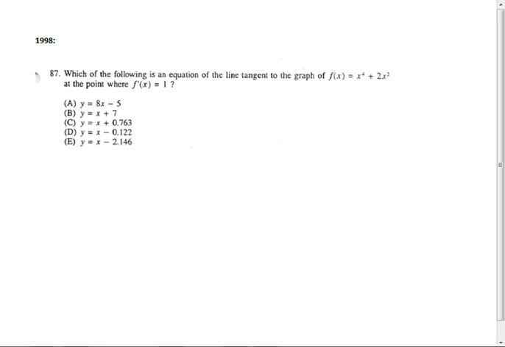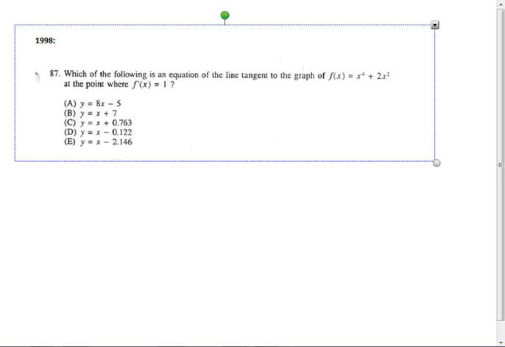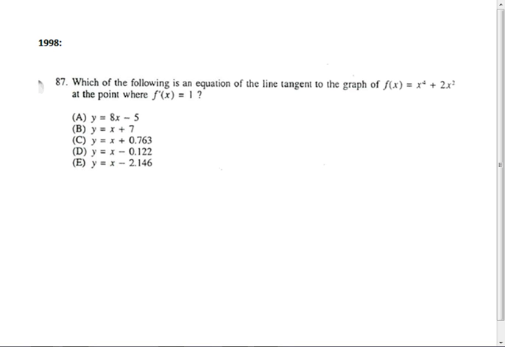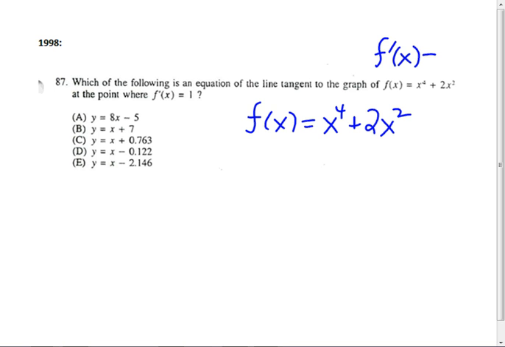Okay, this is 1998. It is a calculator problem. I remember this one's hard. You will need a calculator on this. Which of the following is an equation of the line tangent to the graph f of x equal to x to the 4th plus 2x squared? Now, some of you know how to play with your calculators enough to figure this out by looking at graphs. I don't do it that way. I don't even see how you can do it.